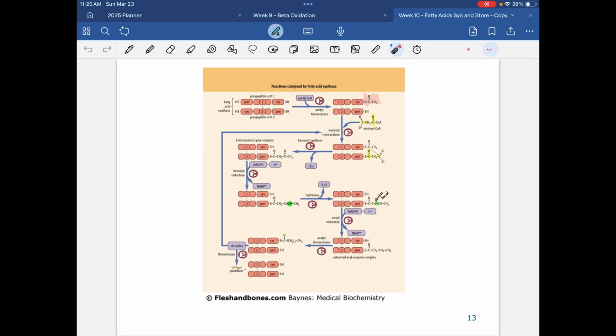I'm going to let you sit, think about this, think about what we just talked about with beta-oxidation, where we broke a double bond, formed an OH, made a ketone, right? This is the exact opposite. We started with the ketone, we made an OH, and now we have a double bond, and then we got rid of that double bond, of course. We're essentially going backwards from beta-oxidation.